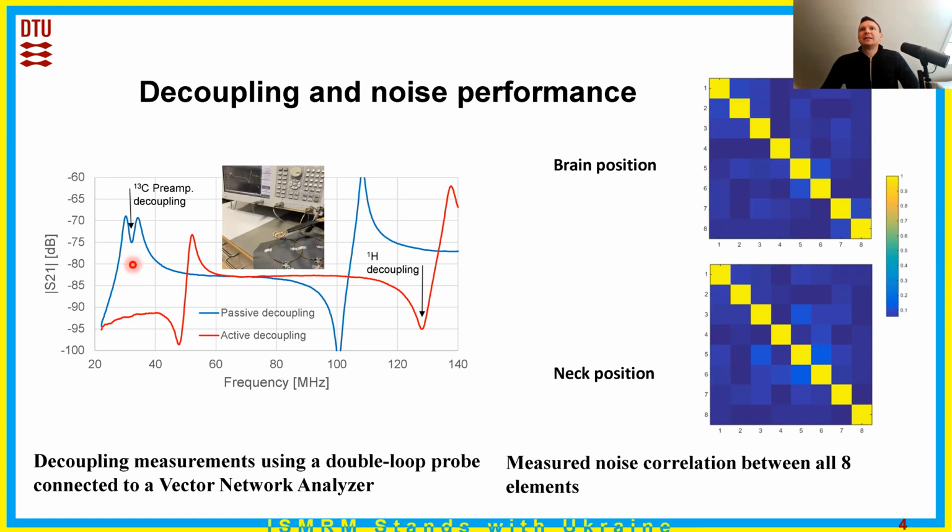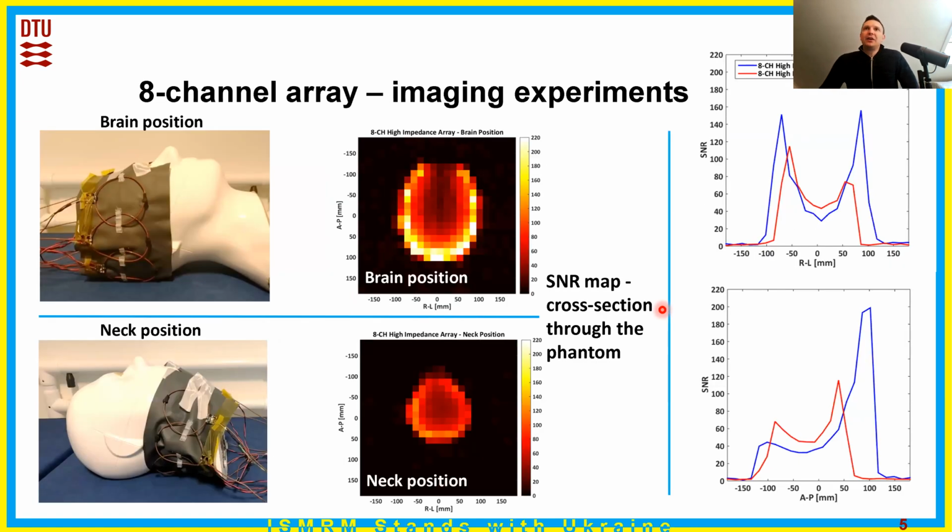The coil is used as an element of an 8-channel array. On the right, you can see the measured noise correlation between all 8 elements when the flexible array is shaped for brain and neck imaging. And here you can see the photograph of the array with the cover removed. The preamp circuit size is a small fraction of the array, which supports the flexibility of the array.